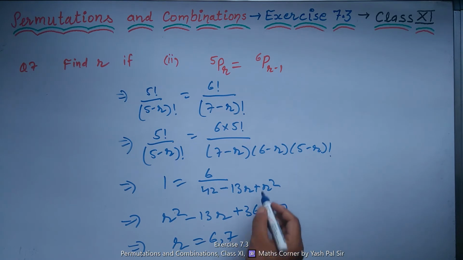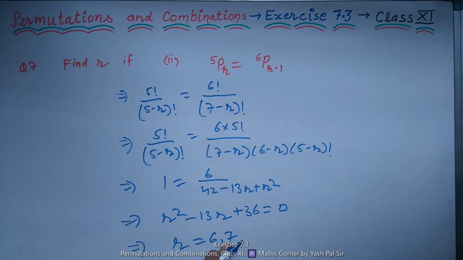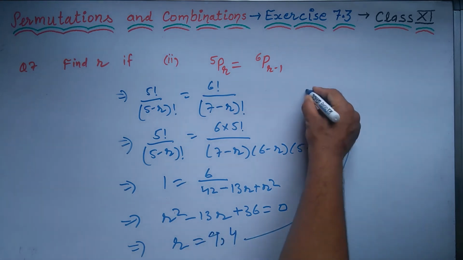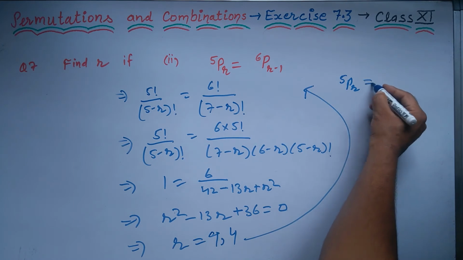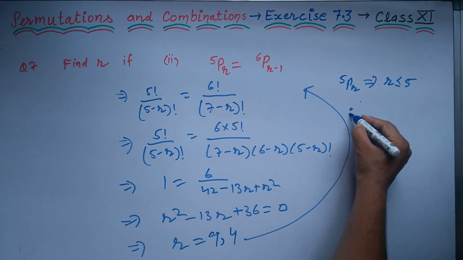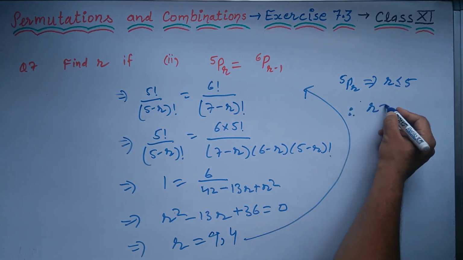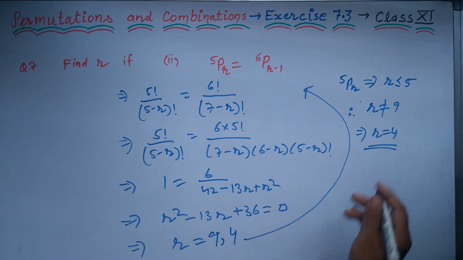Sorry, here the values of r are 9 into 4 is 36, 9 comma 4. So here what we say, because in 5Pr, r is less than or equal to 5, right? So r cannot be equal to 9, which implies the value of r is 4.